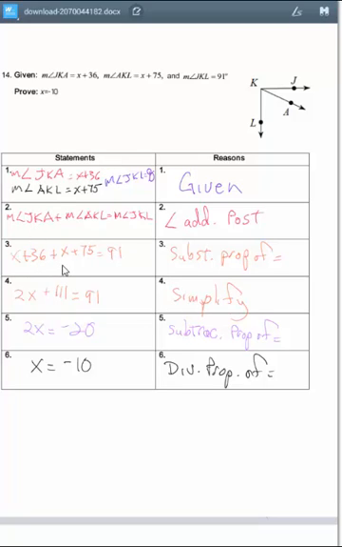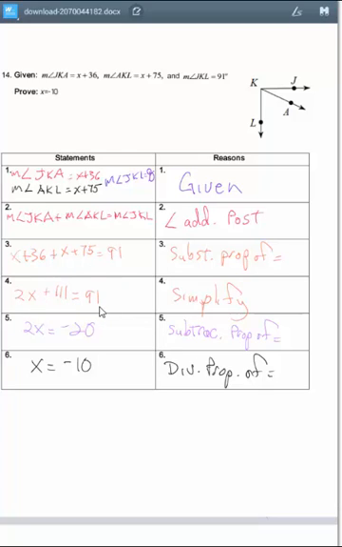Then, just like in the last proof, I'm going to combine x plus x on the left side and get 2x, not the addition property of equality. I'm going to combine 36 and 75 on the left side, not the addition property of equality, because I'm not adding something to both sides. I'm simplifying the left side of the expression, so I have 2x plus 11 equals 91.